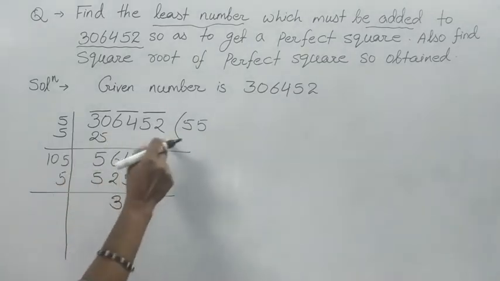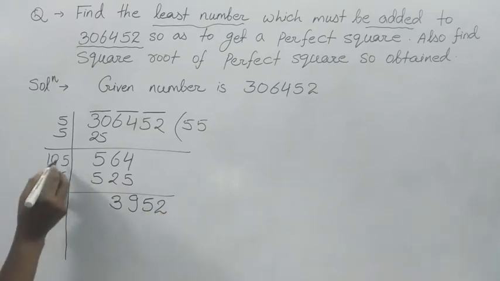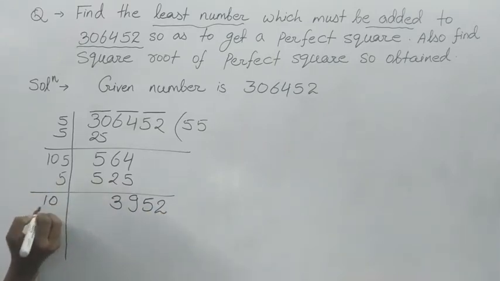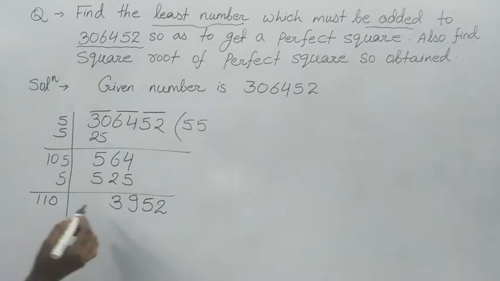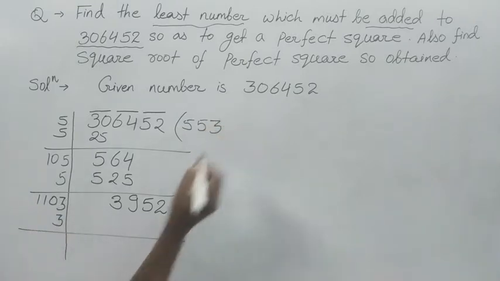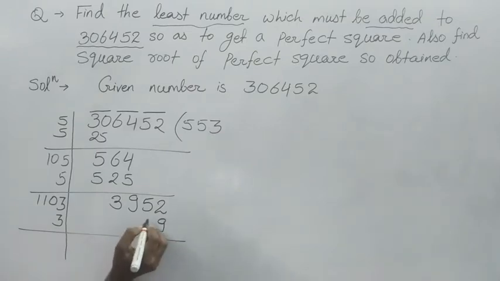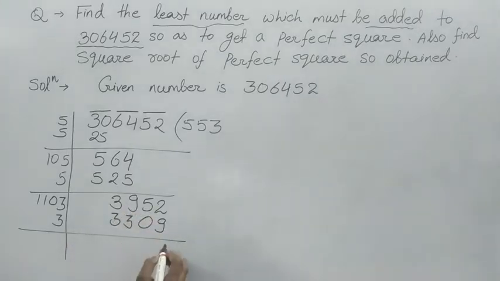Now write down the next pair 52 and add the number, 110. Now we try with 3 and write 3 here. Now multiply, 33. So after subtraction what do we get? Subtract the numbers. So we get 643.